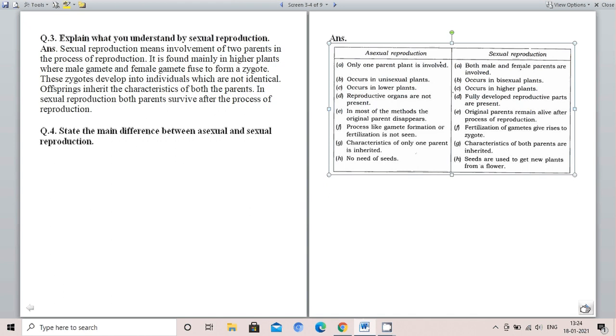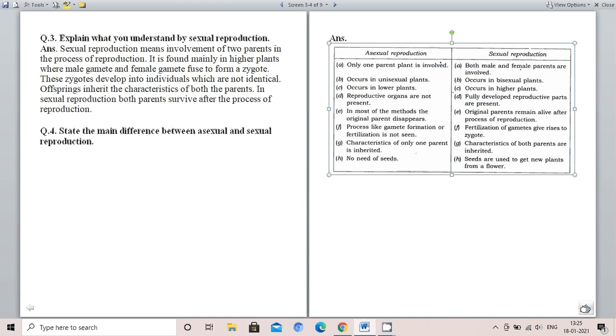Okay. Next, we have the difference between sexual and asexual reproduction. In asexual reproduction, only one parent is involved. In sexual, both the parents are involved. In asexual, unisexual flowers occur. सेक्सुअल में बाइसेक्सुअल फ्लावर्स होते हैं. असexual reproduction लोअर प्लांट्स में होता है. सेक्सुअल reproduction हायर प्लांट्स में होता है.